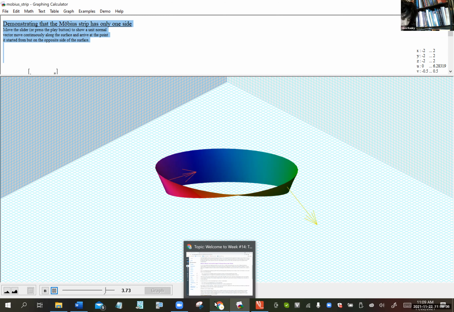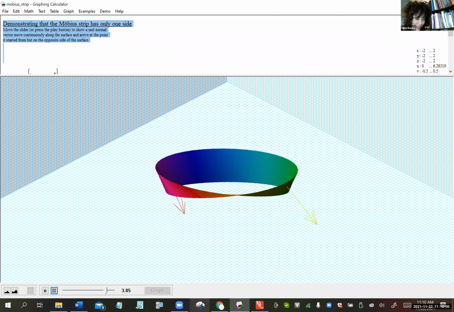You start on one side, and if you were thinking of the arrow as a bug walking, the bug will end up on the outer side of the strip. And then as it goes around the outside, it comes around, and because of that one twist, it'll end up on the opposite side. So Möbius strips are kind of cool in that they are not orientable. They do not have two distinct sides. Pretty cool, huh?